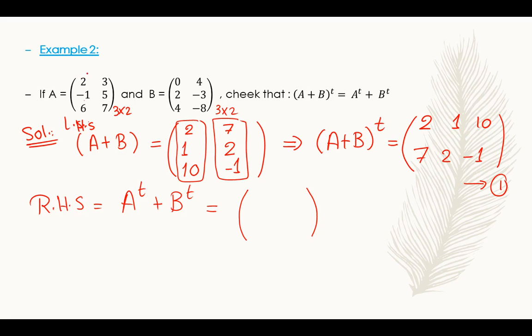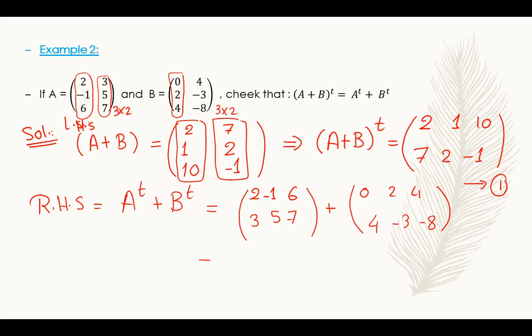This is the first column, 2, negative 1 and 6. It will be the first row, 2, negative 1 and 6. Here is the second column, it will be the second row, 3, 5 and 7. Plus B transpose. Here for B transpose, this is the first column, 0, 2 and 4. It will be the first row, 0, 2, 4. And negative 3, negative 8 will be the second row.